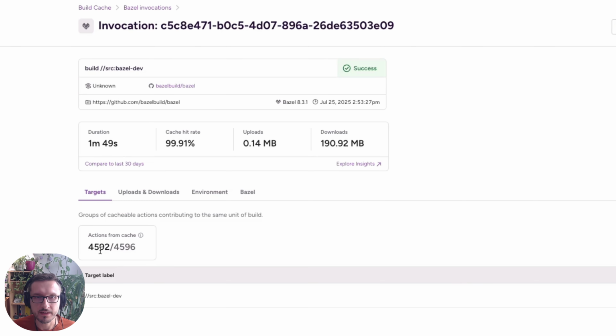And we reached a 99.91% cache hit rate, reducing our build time to only almost 2 minutes from the 18 minutes previously seen. This is how Bitrise remote build cache sped up our build, and this is how we now calculate the cache hit rate using only cacheable actions.